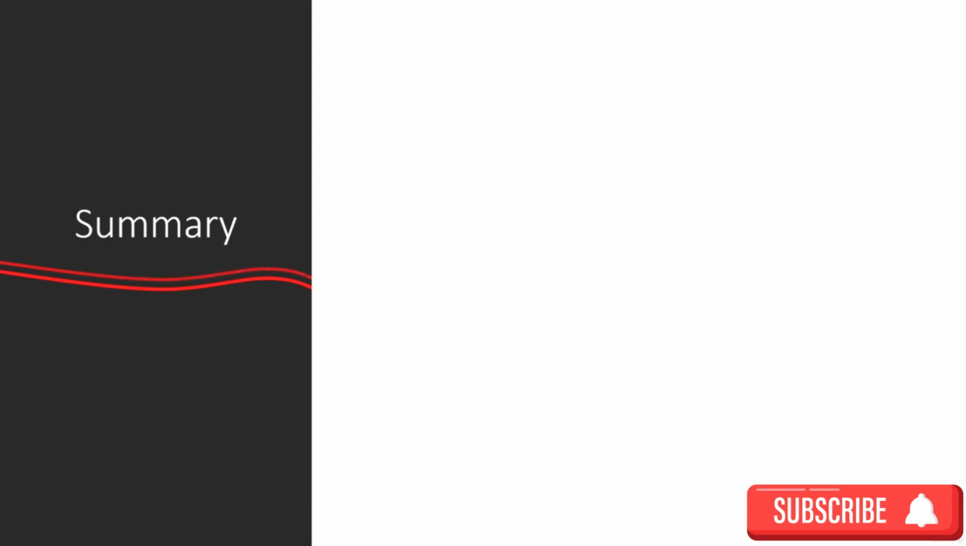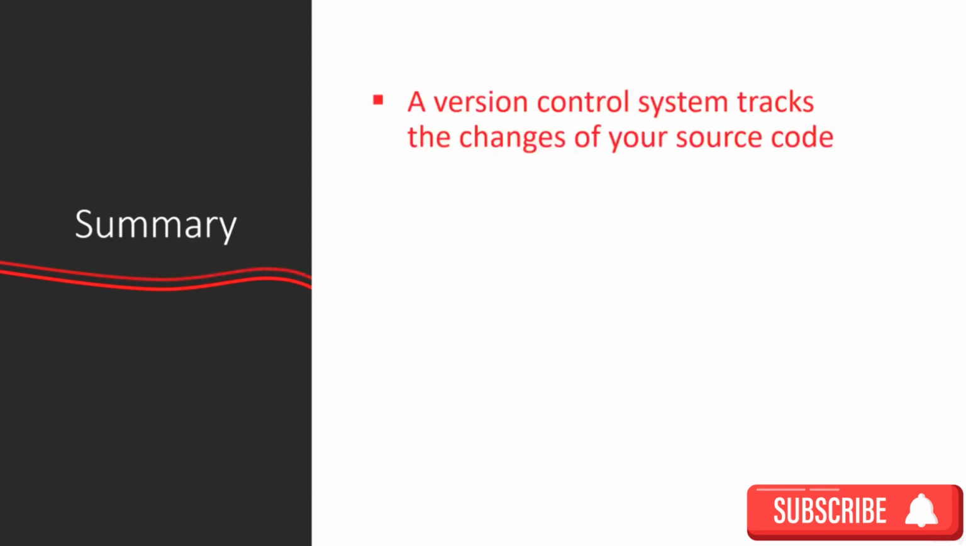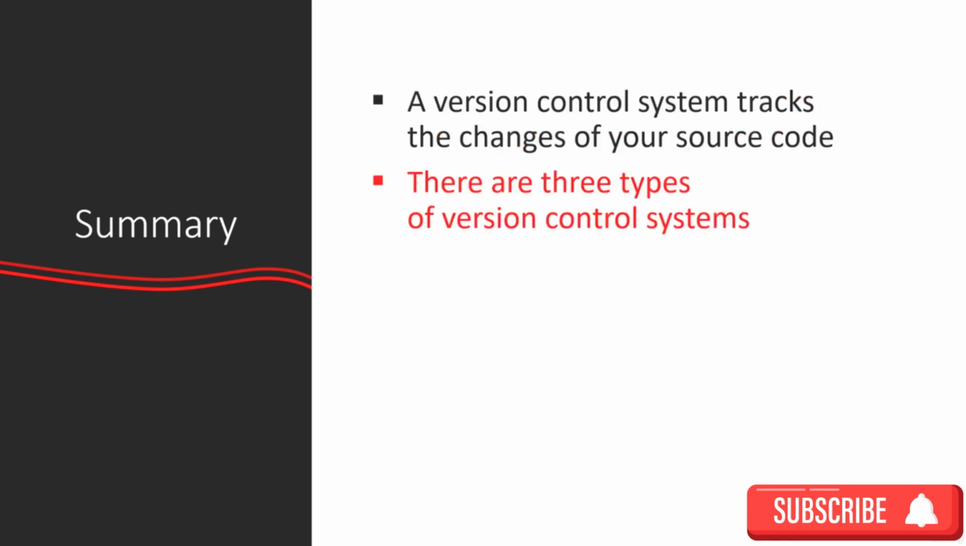You learned in this lesson that a version control system tracks the changes of your source code. It handles the versioning of the source code for you. You learned that there are 3 types of version control systems: local, centralized, and distributed. Git is a distributed version control system.